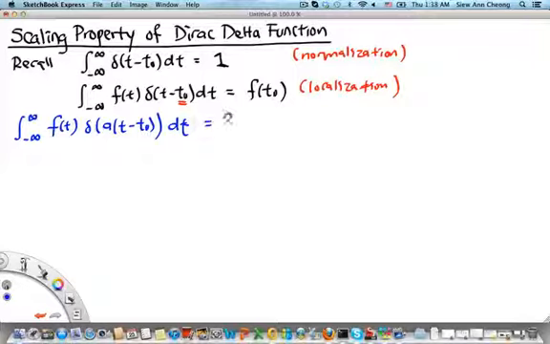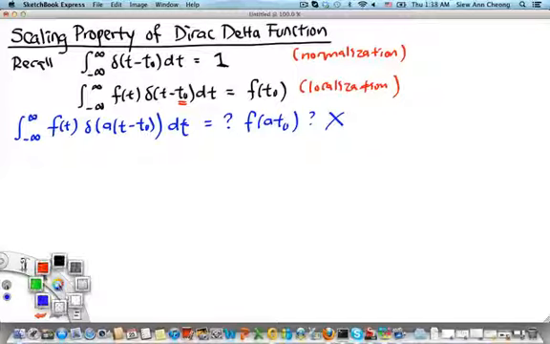Now what does this give us? Does this give us f of a t naught? The answer is no. So in order to understand why this is not the case, let us perform a change of variable. So before we do a change of variable, we do a change of pen color. So let u equal a times (t minus t naught).